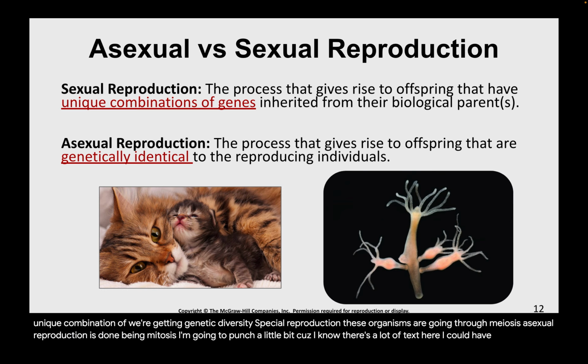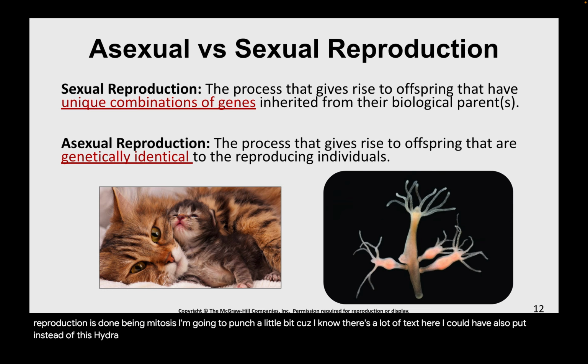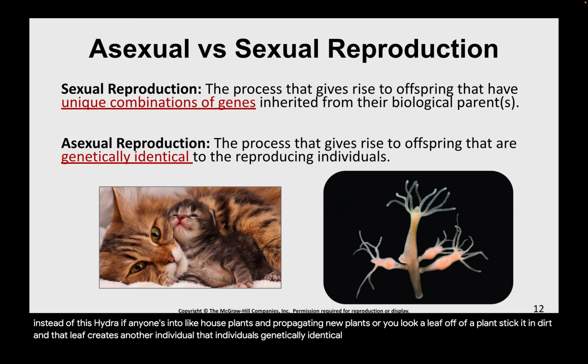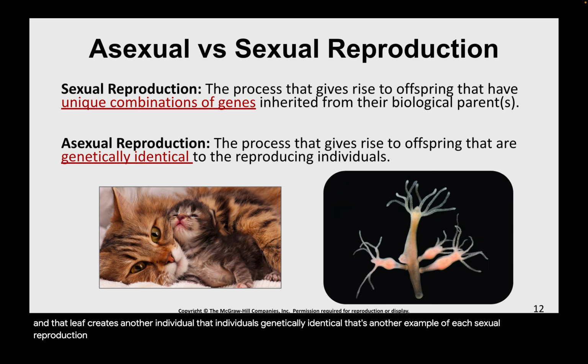I could have also put, instead of this hydra, if anyone's into houseplants and propagating new plants, where you pluck a leaf off of a plant, stick it in dirt, and that leaf creates another individual. That individual is genetically identical. That's another example of asexual reproduction. All right, so mitosis, asexual reproduction; meiosis, sexual reproduction, because meiosis leads to gametes.